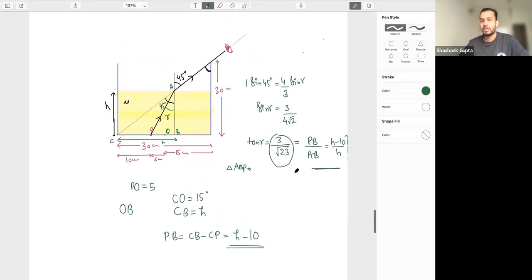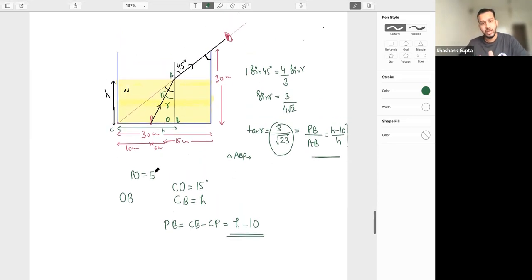Okay, quickly. Tell me if there is any doubt. Just see the diagram carefully. Just apply the right angle triangle. Snell's law is super easy. You just have to see in terms of H how to calculate PB and AB. No doubt, no doubt. Cool.